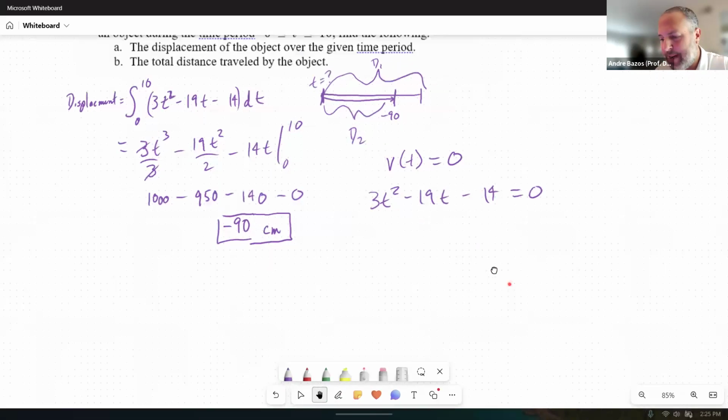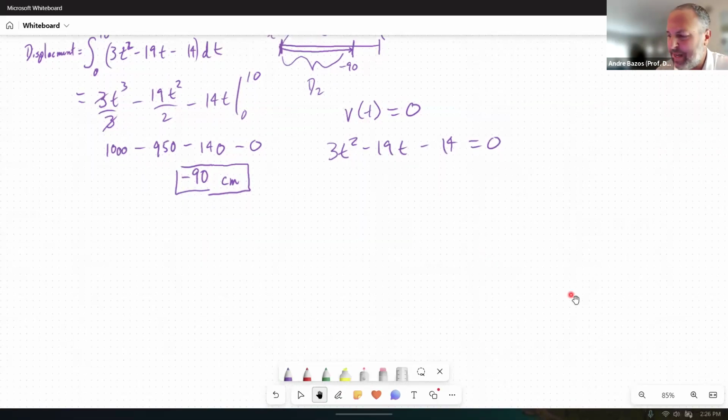I want to factor it. My go-to method is factoring, right? But can I factor it like that? I don't know. I can use the diamond method to do this. So 3 times 14 would be 30, 42, negative 42.